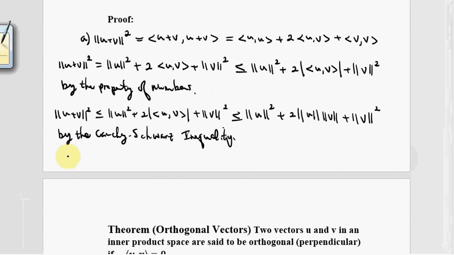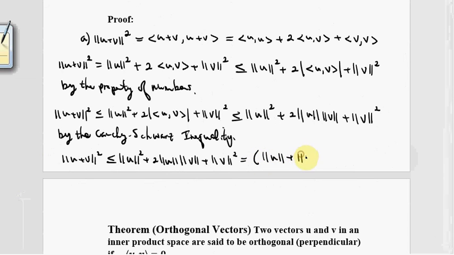So if that be the case, then the norm of u plus v squared, what I started from in the beginning, is less than or equal to the norm of u squared plus 2 times the norm of u times the norm of v plus the norm of v squared. This is equal to, in parentheses, the norm of u plus the norm of v, all squared. Just factor that. It's a perfect square trinomial.